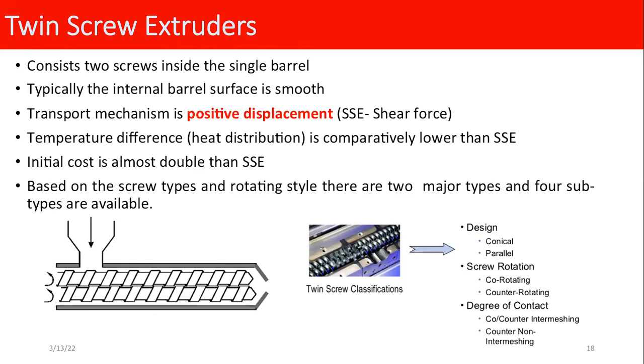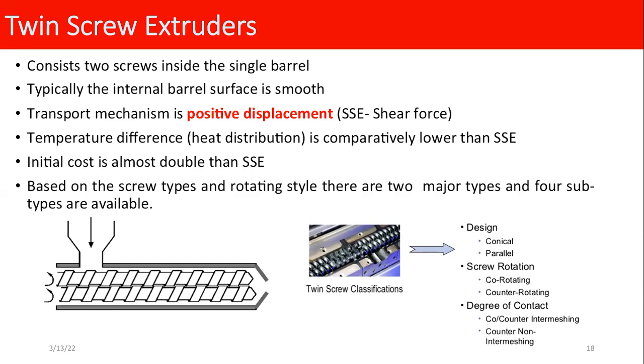Why do we have to use high temperature and high shear? To develop expanded food products. You know, when we consider extruded food products, expanded food products are the most popular among the society, among the people. So therefore, mostly we are using single screw extruders. The initial cost of twin screw extruders is almost double that of single screw extruders. Based on the screw types and rotating style, there are 2 major types and 4 subclasses.